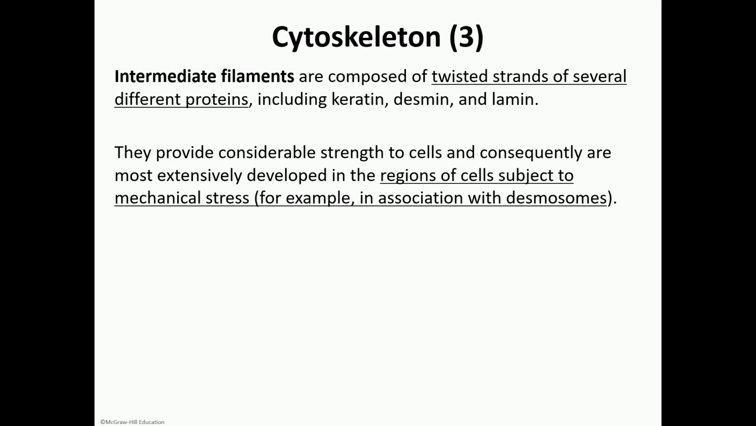Intermediate filaments, okay, we said that they're made out of different proteins, for example, keratin, desmin, and lamin. If you remember, keratin and desmin come from the word desmosomes. So remember, you'll find lots of these intermediate filaments in areas that need to be flexible and are exposed to a lot of mechanical stress, for example, in our skin.